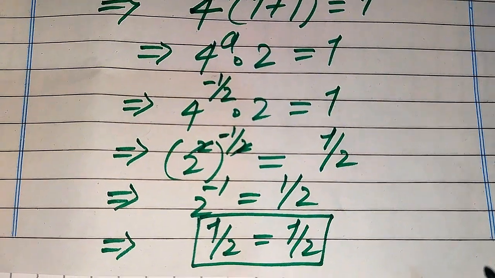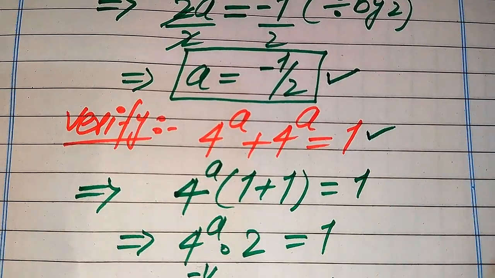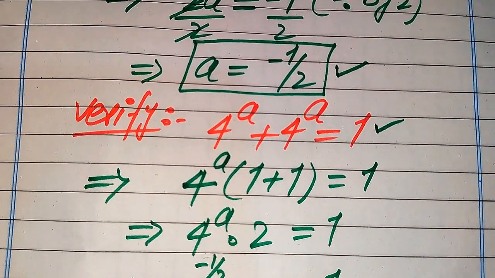It means that the value of a is equal to minus 1 over 2 and is satisfied by this question statement. So this is the final conclusion about our given question.